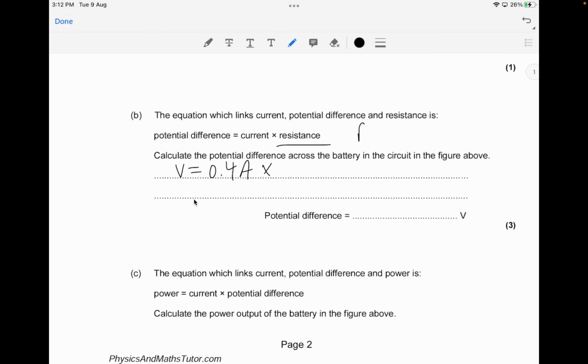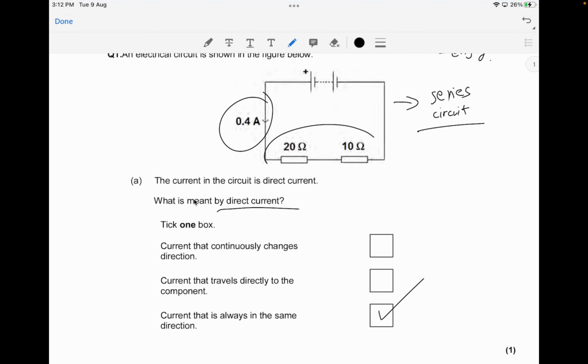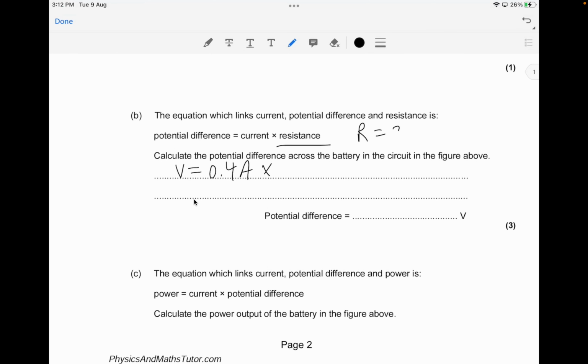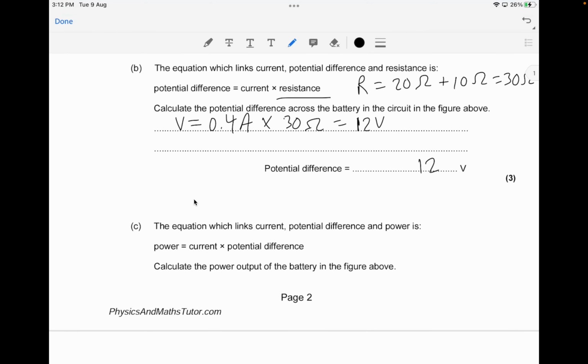In order to find the resistance, we're going to add both of these resistances up, since the resistance in a series circuit is shared. So we have 20 ohms plus 10 ohms, which gives us 30 ohms. Once you do that, you can do 0.4 amps times 30 ohms, which gives us a value of 12 volts. So 12 volts is going to be your answer for the potential difference. All right, let's move on to the next question.